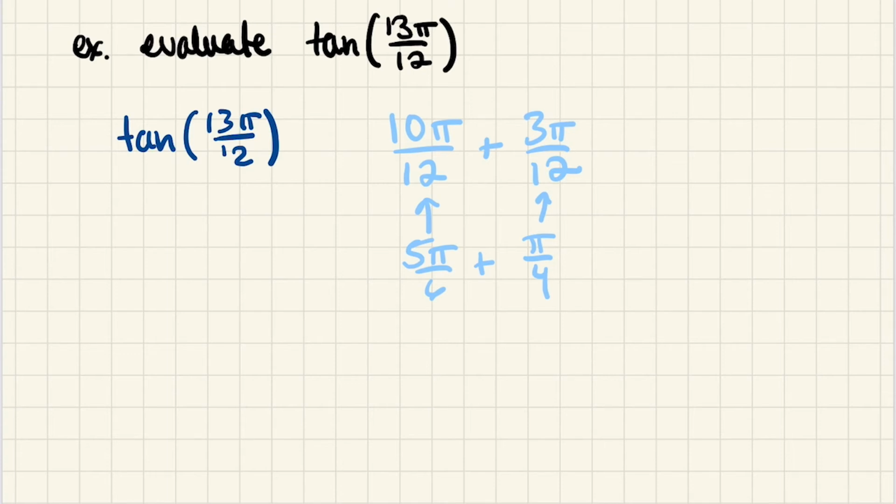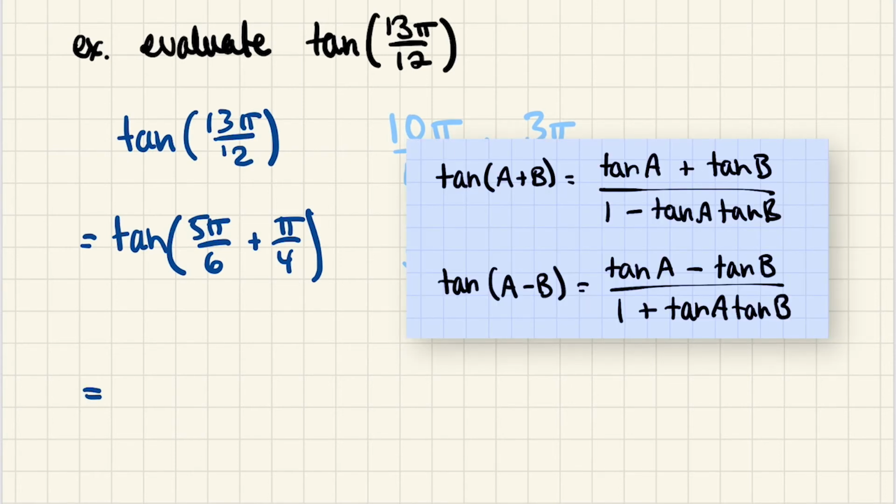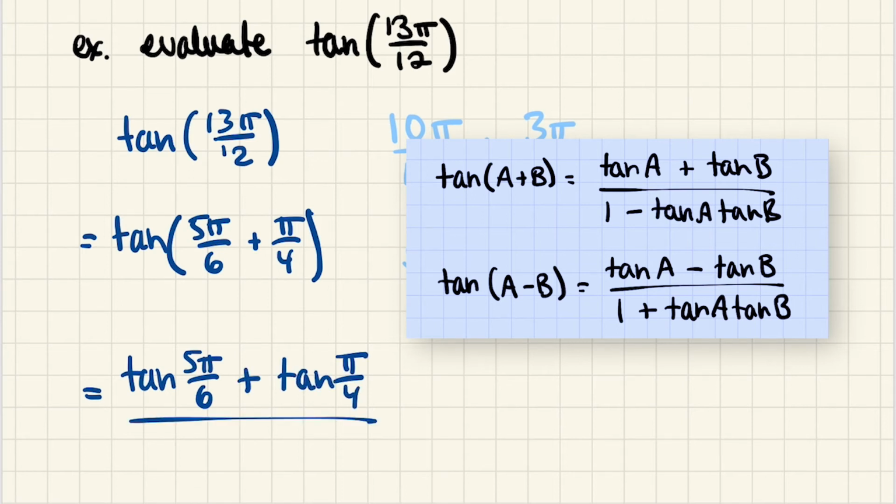So that means that this is equal to tangent of 5 pi over 6 plus pi over 4. Okay, and now we can use the tan over 1 tan identity to unwrap this. So tan over 1 tan.